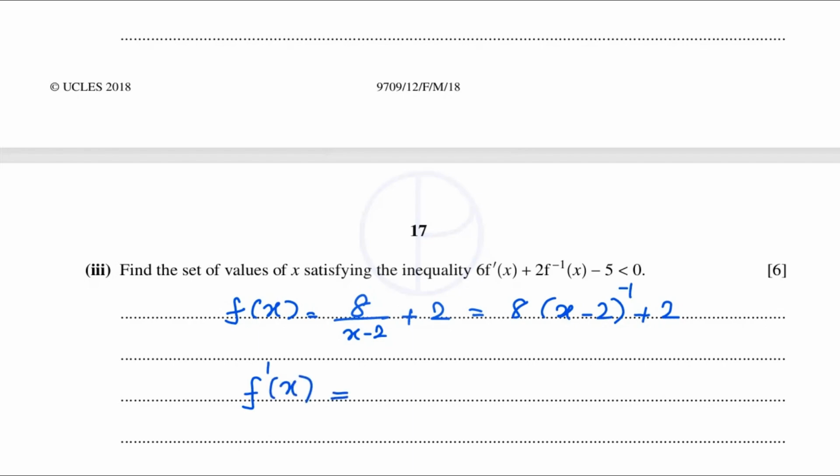Let's find f'(x). We have to differentiate this. 8 times negative 1 times (x − 2), with the power decreased by 1, so negative 1 gives negative 2. And differentiation of 2 gives 0. So f'(x) is nothing but negative 8 divided by (x − 2) the whole squared.